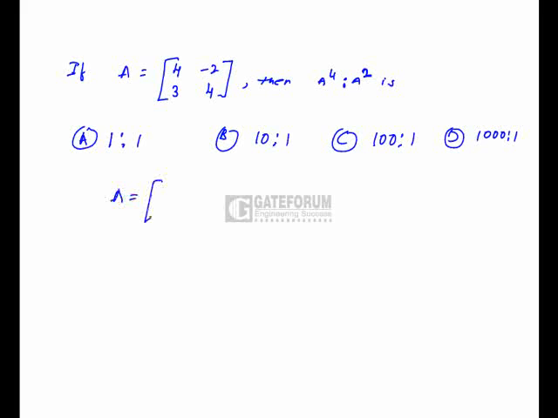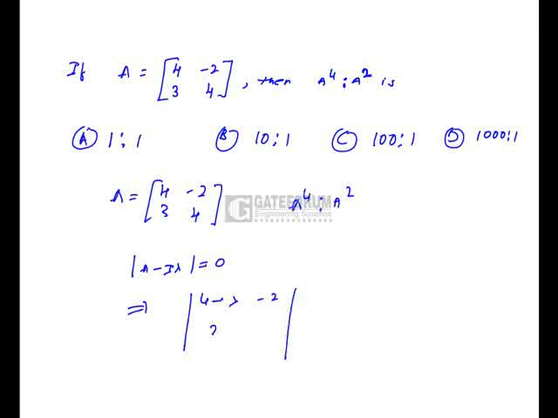Matrix A is given as [4, -2; 3, -4], and we have to find the ratio of A power 4 to A square. Now we know that every matrix will satisfy its characteristic equation. So the characteristic equation of A is determinant of A minus lambda I equals 0, which can be written as determinant of [4 minus lambda, -2; 3, -4 minus lambda] equals 0.